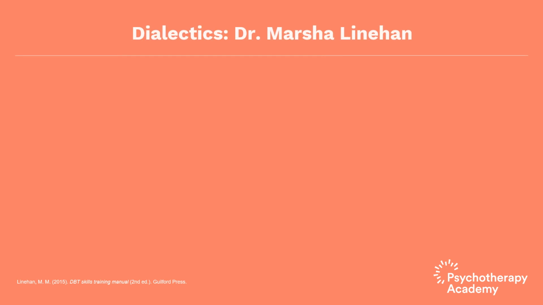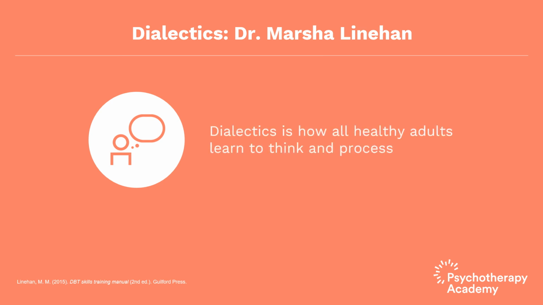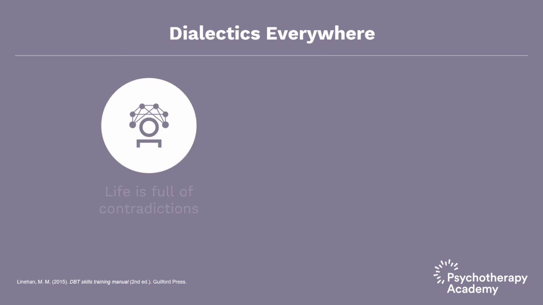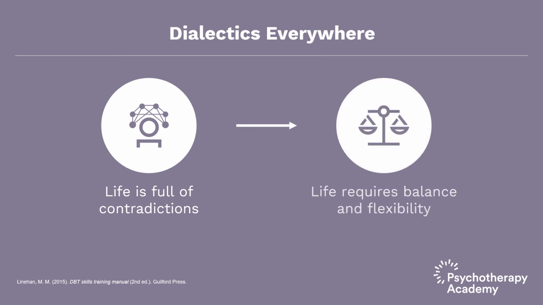So now let's fast forward to the late 1900s, Dr. Marshall Linehan. Marshall Linehan applied this concept of dialectics to mental health. So what Marshall Linehan realized was it's not just philosophers or scientists or scholars who learn to think dialectically. Really, dialectics is how all healthy adults learned to think and process. If you think about it, that makes sense because life is complex. Life is nuanced. Life is full of contradictions. Life is also full of constant changes. So therefore, dealing with life requires balanced and flexible responses.